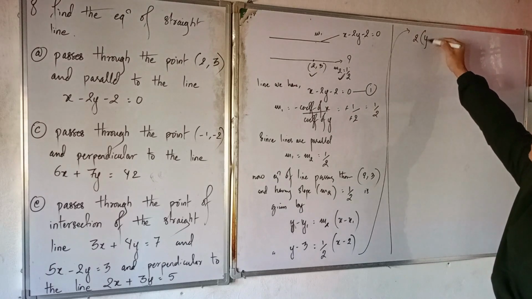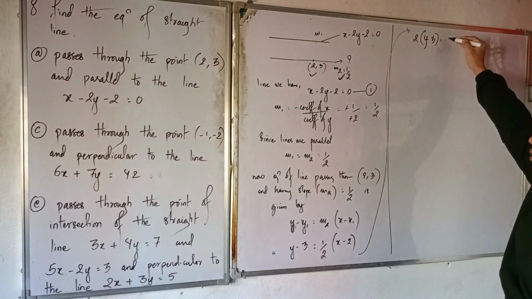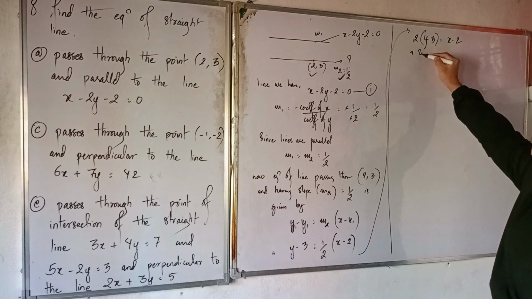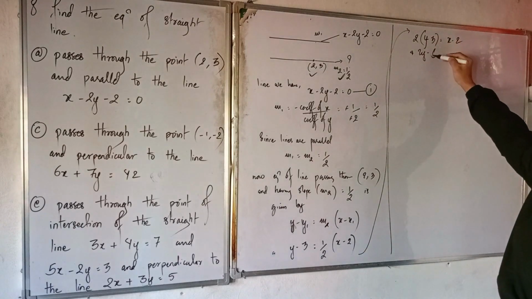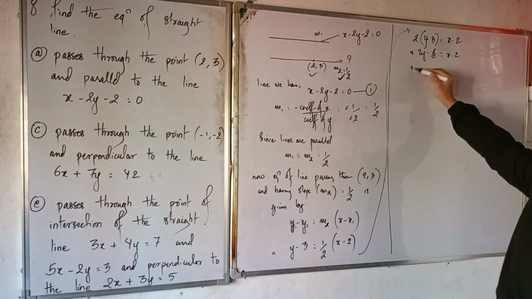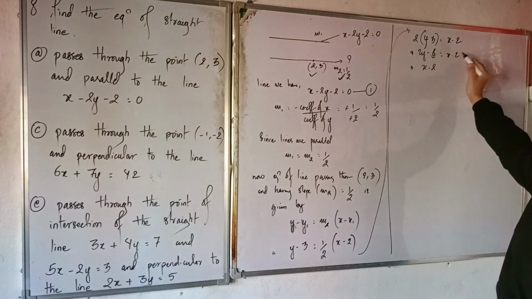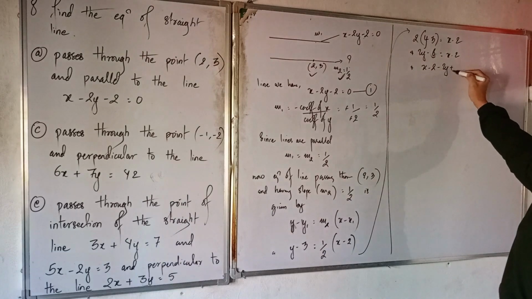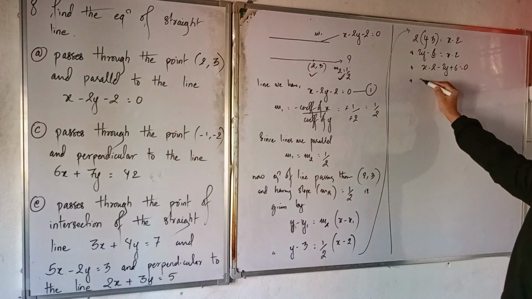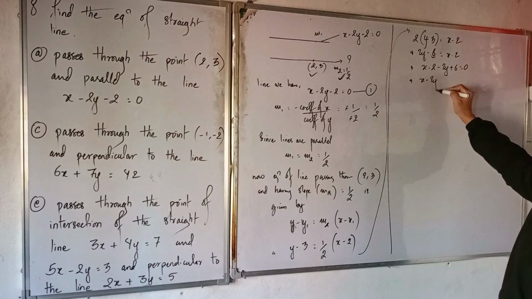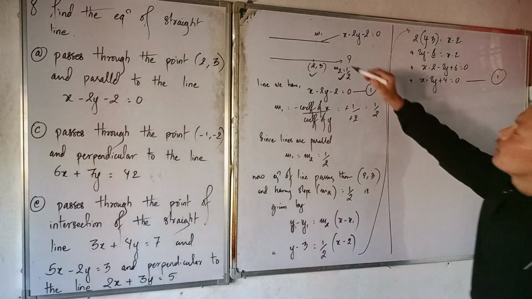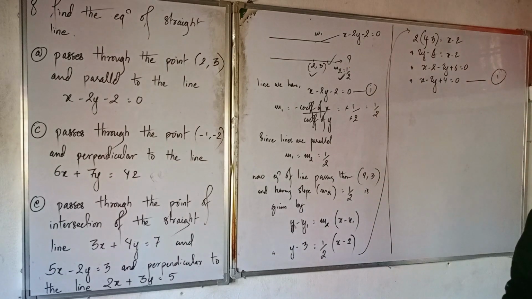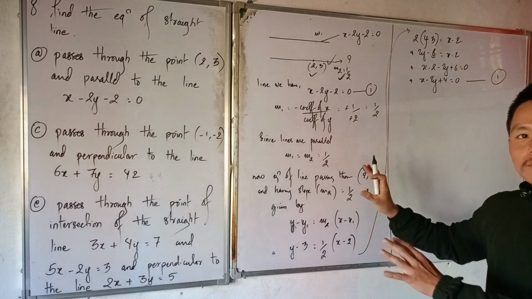2 times (y minus 3) is equal to x minus 2, or 2y minus 6 is equal to x minus 2. Let's move everything to the other side: x minus 2y plus 6 minus 2 equals 0, or x minus 2y plus 4 equals 0. So this will be the required equation of this line. If you want, this is one way you can do it, okay.